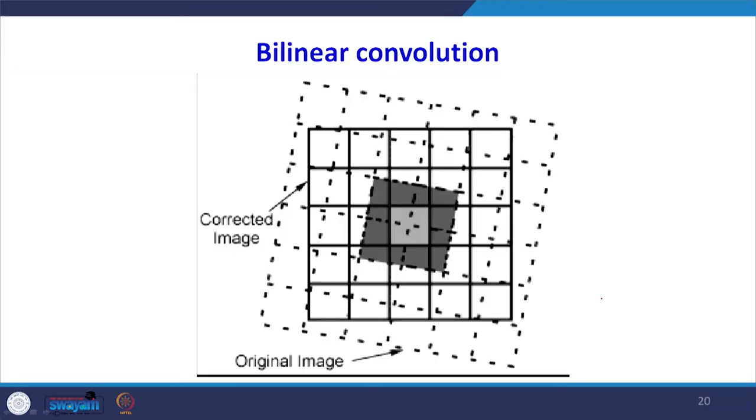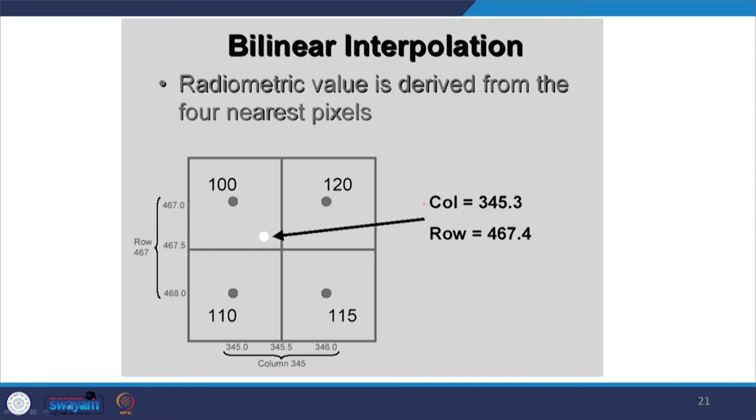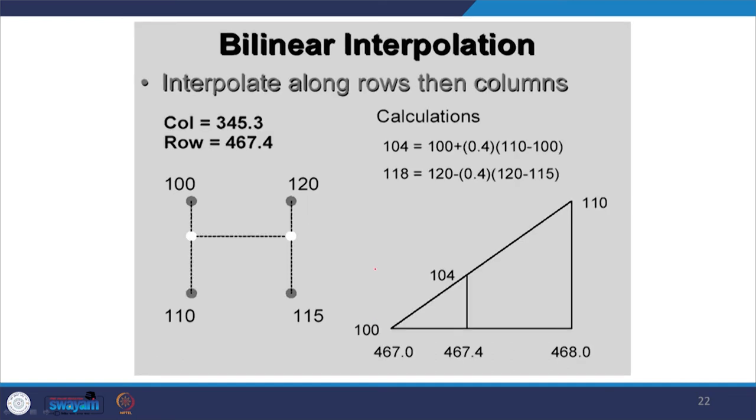Now the bilinear method. Here the light gray pixel is the one for which we have to find out the new DN value, and the dark ones which you see are the nearest four pixels. It will read the DN values from the nearest four pixels and try to interpolate the value. When it is doing interpolation, it can get altogether a new value which was not present there. Take a similar example: the interpolation has to be done at this particular point, and this is weighted distance interpolation. There are four surrounding pixels with values 100, 120, 110 and 115. Through mathematical calculations, taking the weighted distance, bilinear interpolation finds the value at the new location.